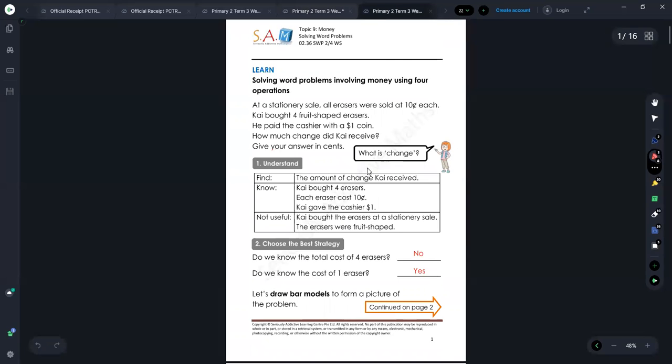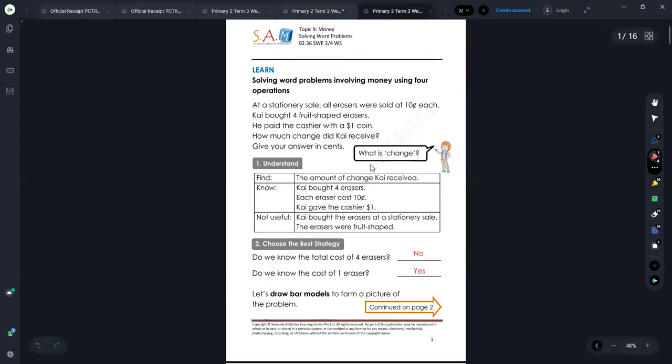Here we have to start off with the concept of change. So you might want to spend some time to explain to them what change is. Typically when they buy something, they may not have the exact amount, and they would have to give the shop a value that is more than the actual cost, because sometimes you may not have the actual amount.